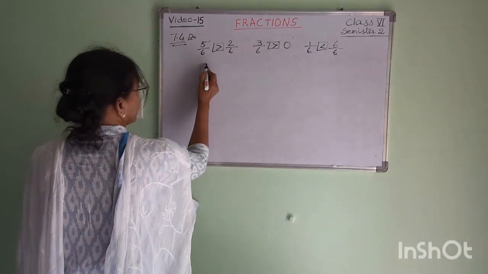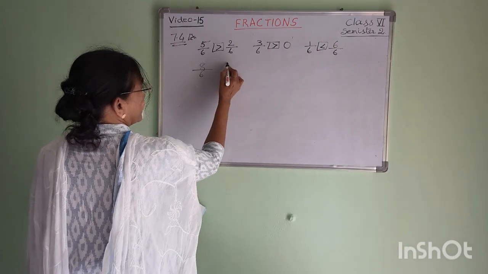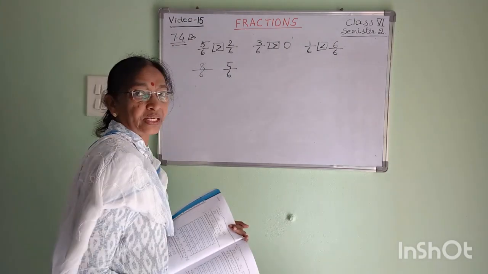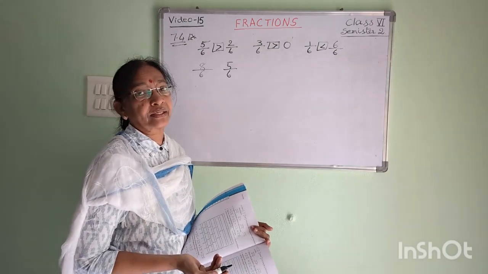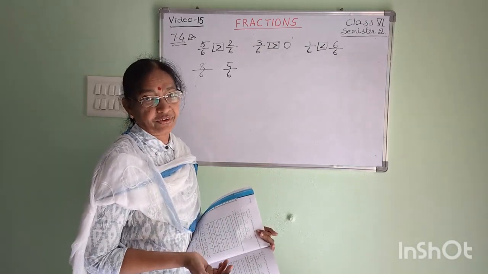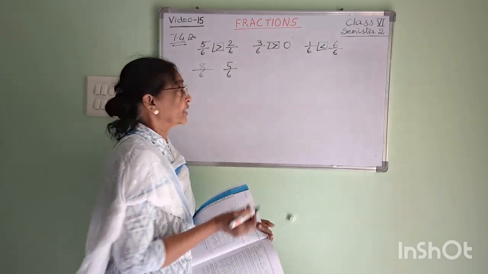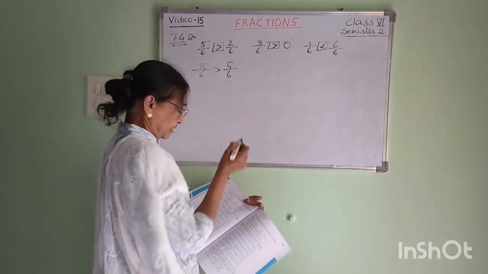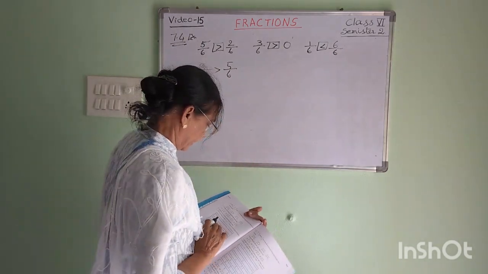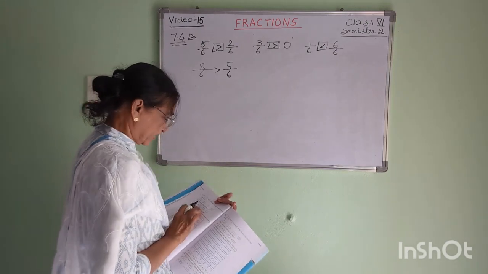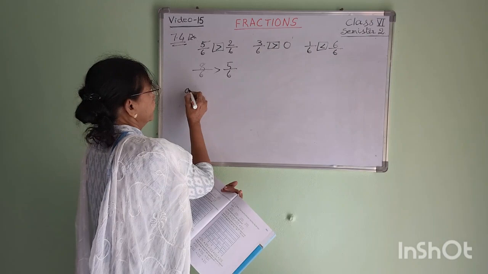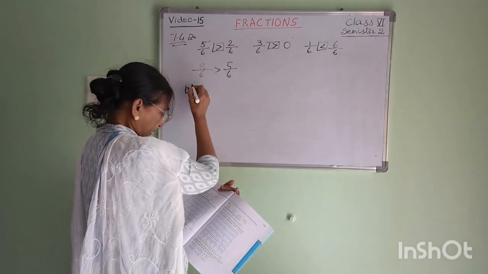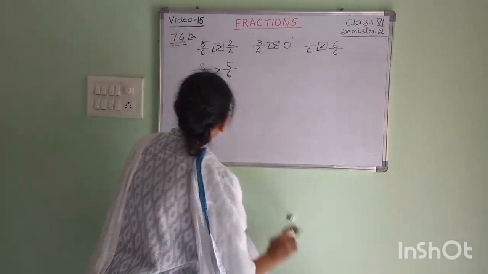Next, 8 by 6 and 5 by 6. 8 by 6 is greater than or less than? 8 by 6 is greater than, because 8 is greater than 5 and the denominator is the same. So 8 by 6 is greater than 5 by 6. Next, compare the fractions and put the appropriate sign. Same type. Next one, second problem.